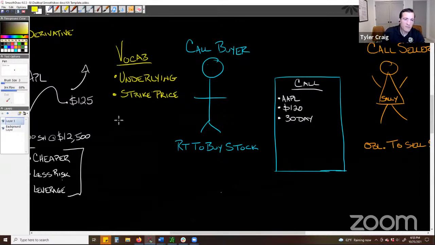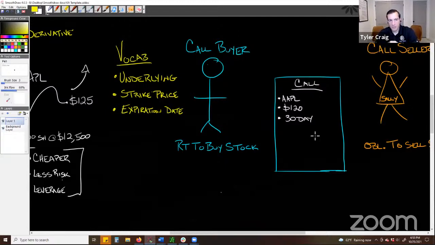So it specifies what we would call the expiration date. That is a key component of an options contract. Expiration date. Okay. Now, I've got the right to buy Apple for 120 bucks for the next 30 days. I'm the call buyer. Why would I do that?